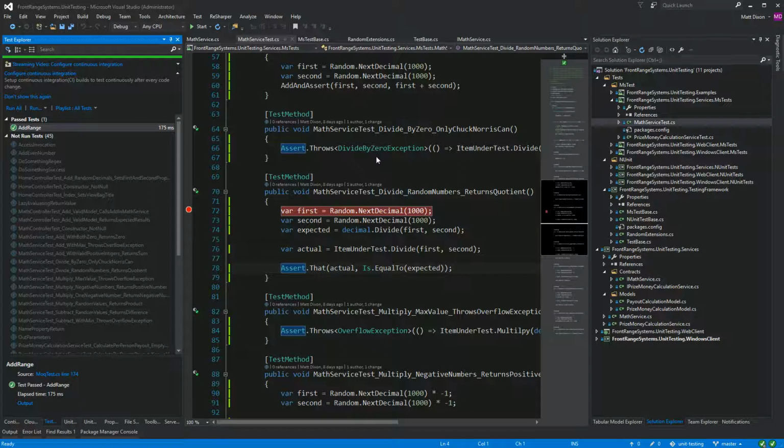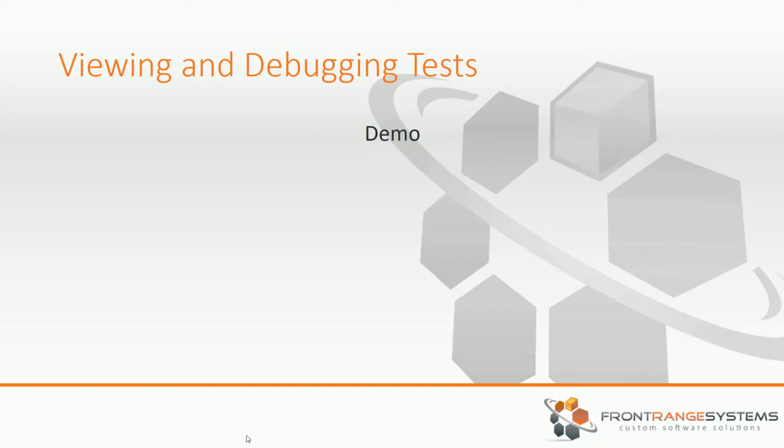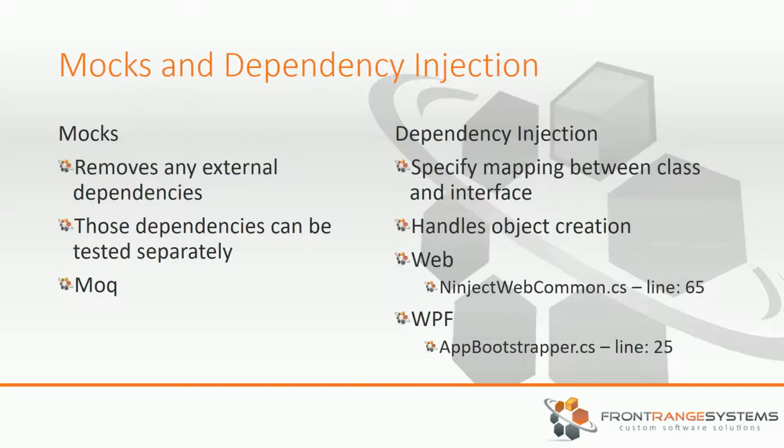Okay, so that's a simple unit test. Let's go back to our slides, and we'll go over quickly mocks and dependency injection. So if you notice our math service, it was pretty simple, 4 methods, and it was super clean. That's what happens when you write demo code. It's super clean because we're not doing anything.